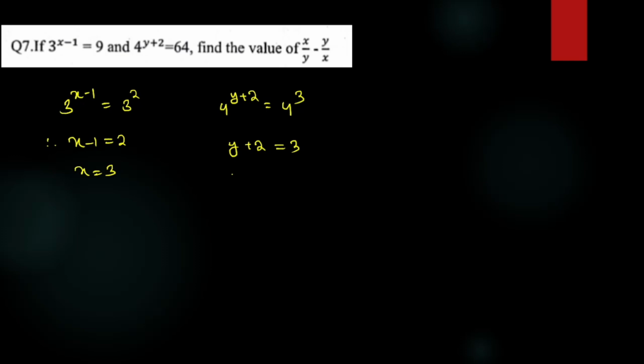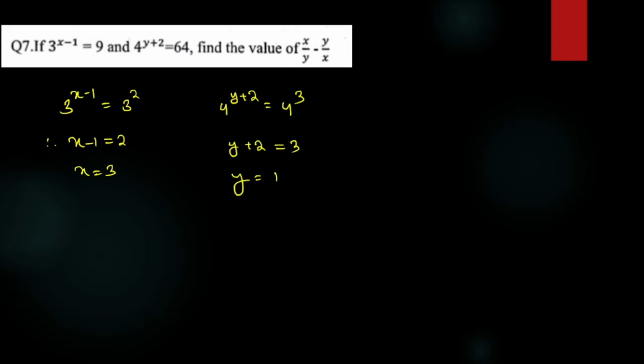Next question, this is an important question. All questions are previous year questions, so practice this. So we can write 3 to the power x minus 1 equal to 9, we can write 3 square. Now base are equal means power also equal, then x minus 1 equal to 2, so x equal to 3 because 2 plus 1 equal to 3. Similarly, we can find 4 to the power y plus 2 equal to 64, we can write 4 to the power 3. Now base are equal means power also equal, y plus 2 equal to 3, so y equal to 3 minus 2, that is 1.